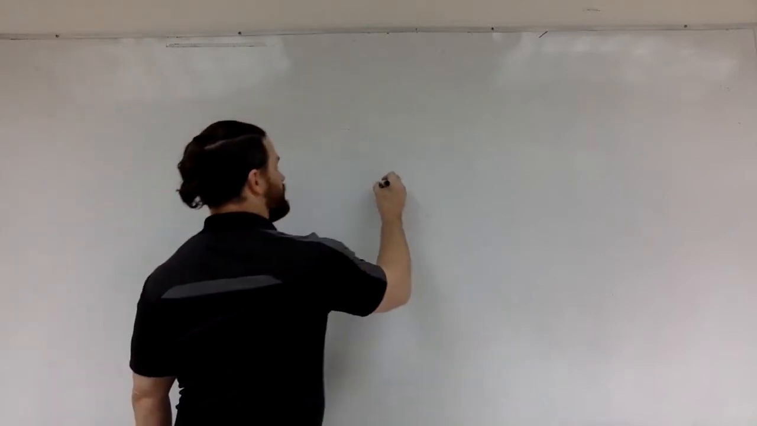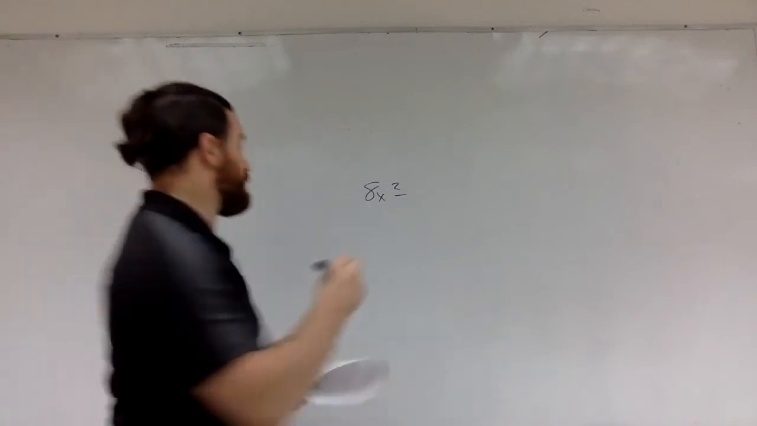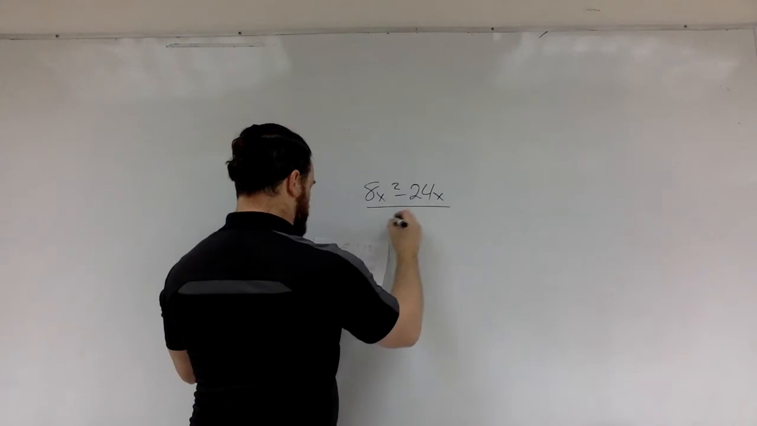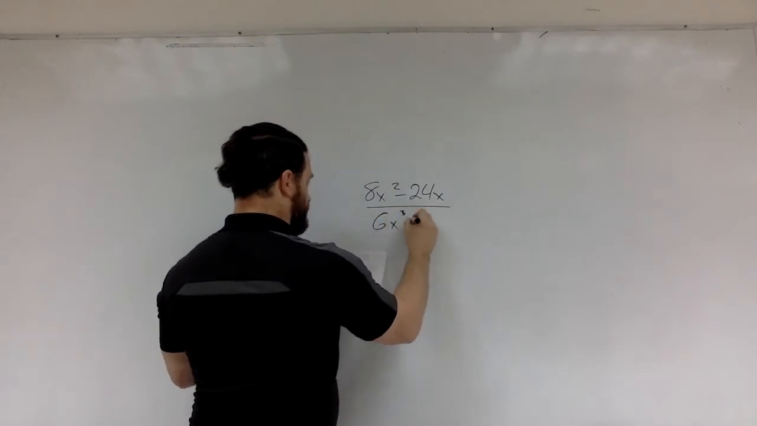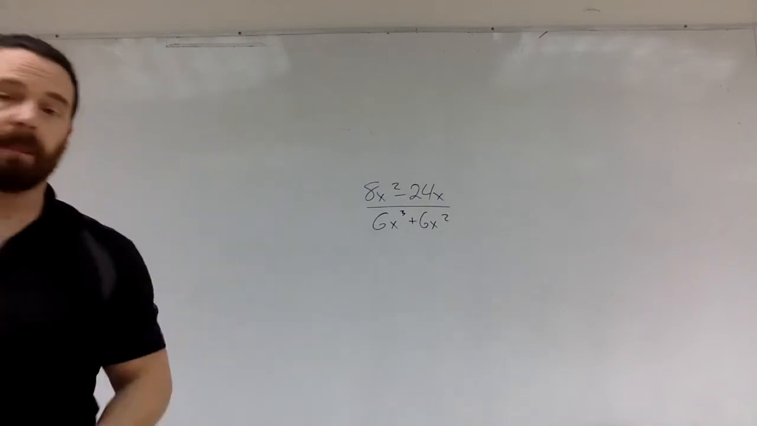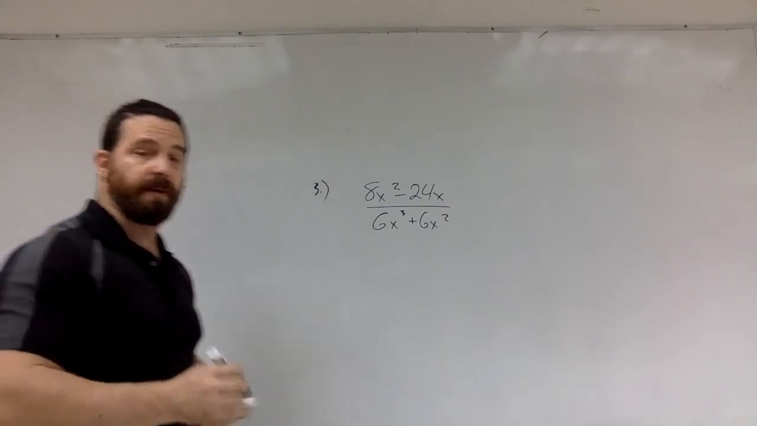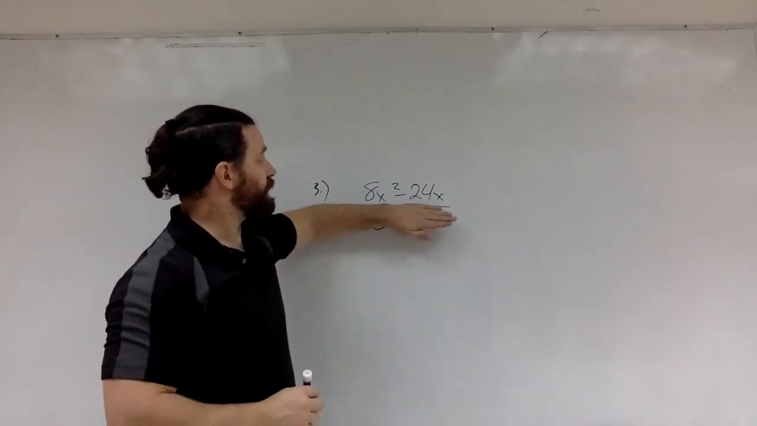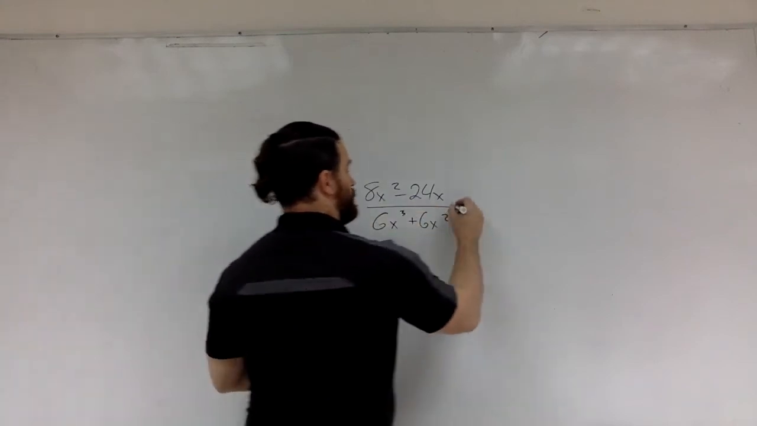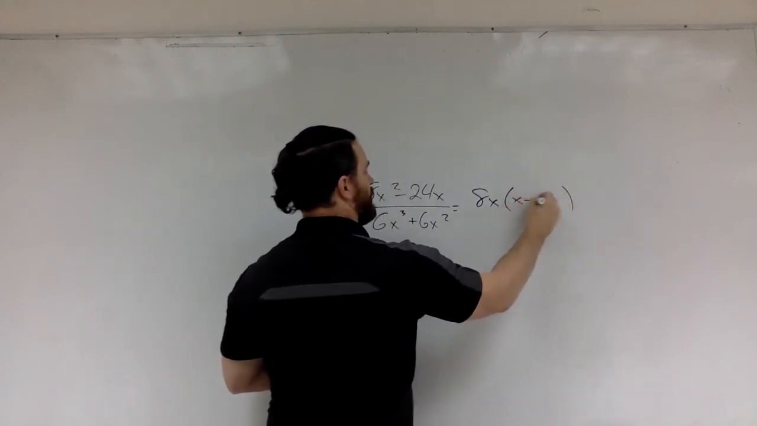If I have 8x squared minus 24x all over 6x cubed plus 6x squared. Example number 3. All right, so let's begin. Factor the top first. On the top, I can take out an 8 and I can take out an x. So if I take out the 8 and the x, I'm left with x minus 3.